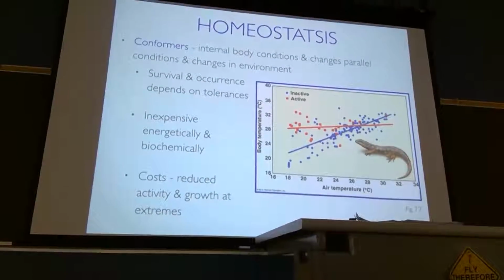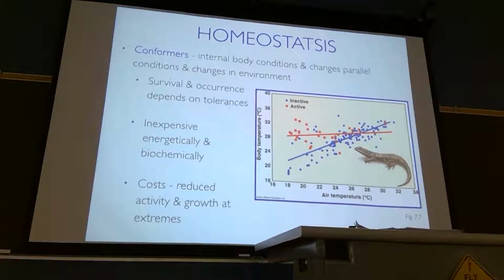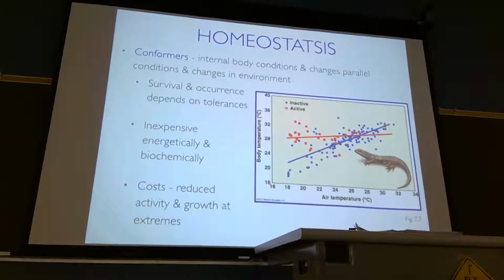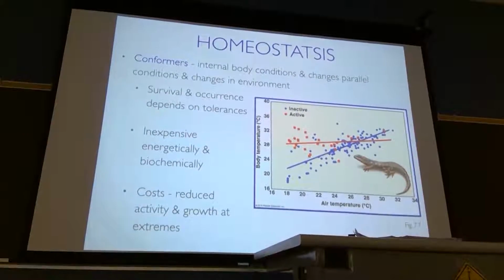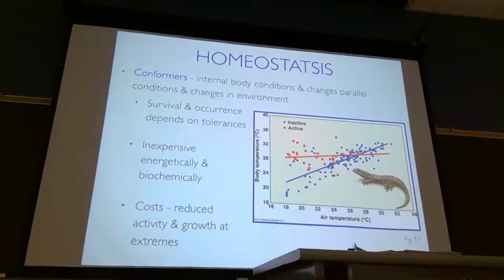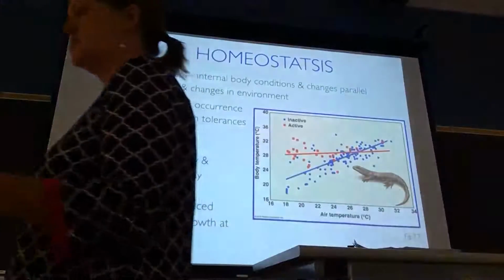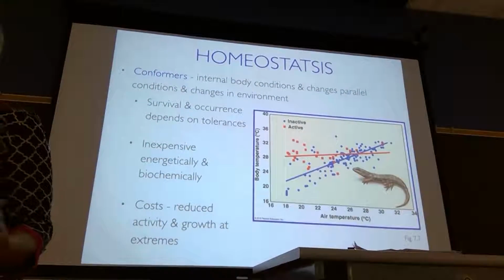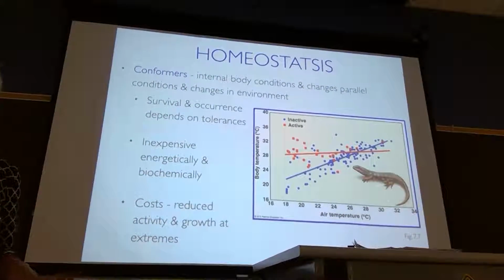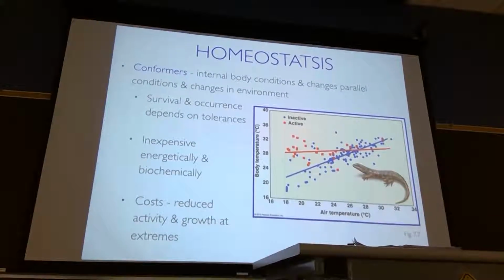Conforming organisms have internal body conditions that are parallel to and change with changes in their environment. So conformers conform to their environment. They're going to have internal conditions that are similar to their environments and that change when their environmental conditions change too. That's a conformer. You're conforming to what your environment is doing.